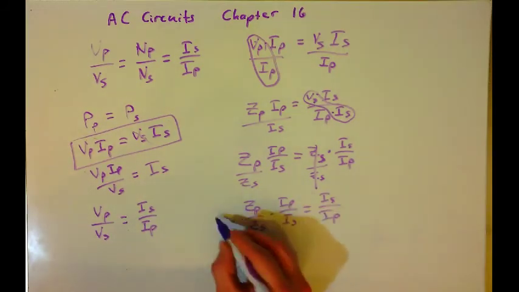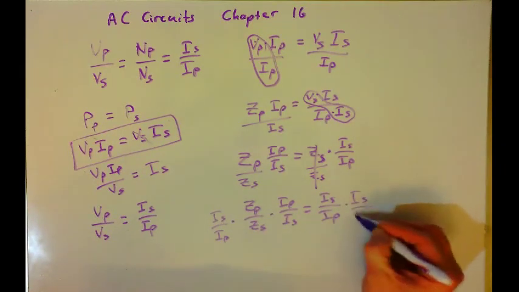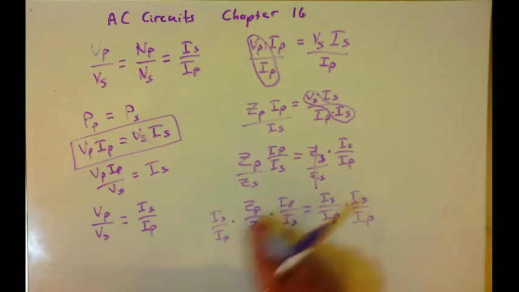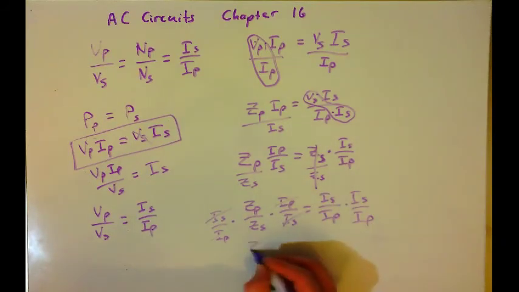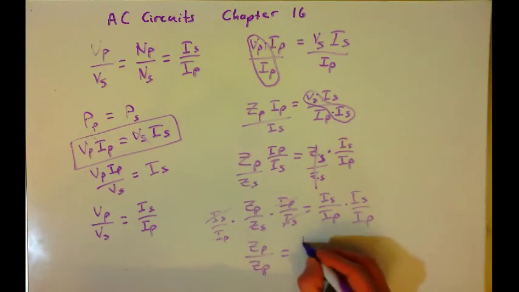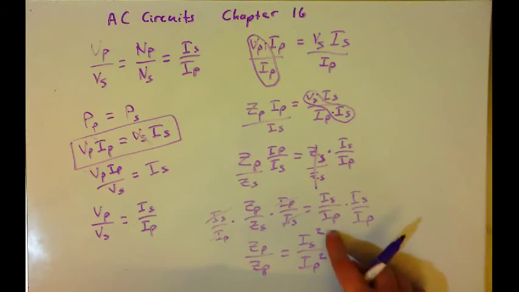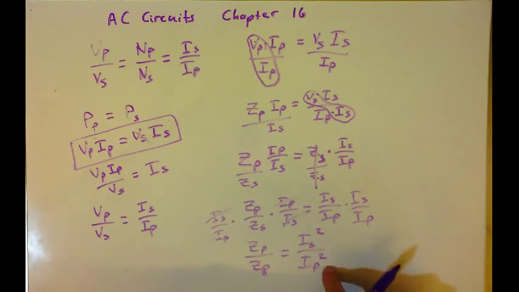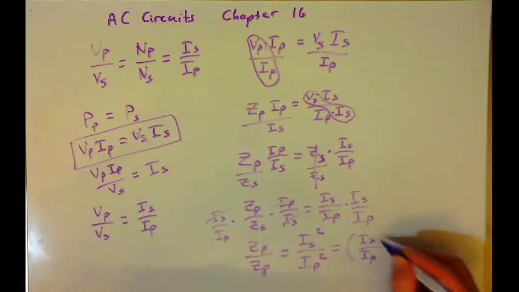And now I want to multiply by Is over IP on both sides, so that here on the left IP cancels, Is cancels, and over here we're going to get Is squared over IP squared. So the primary impedance over the secondary impedance will be equal to the secondary current squared divided by the primary current squared. And anytime you square the numerator and the denominator of a fraction, that's the same thing as squaring the whole fraction.